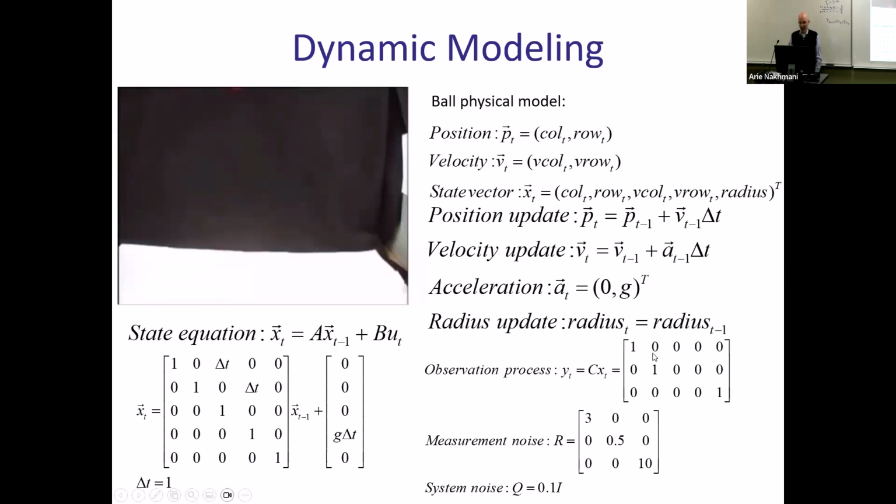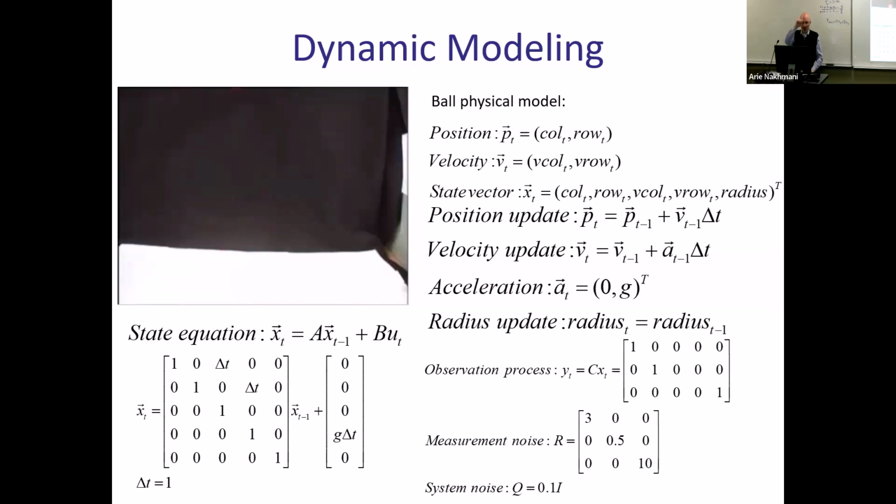Now, the observation process will be the following. What can I observe directly? I can observe the location of the ball at each frame. I can do segmentation of the ball, find the centroid of all the pixels which belong to the ball. And then this will be my column and row coordinates of the ball for each frame. So I can actually visually see where it is at each given frame. And I can measure also size, which is radius, approximately. Not exactly, but I can compute approximate radius from the picture segmentation.